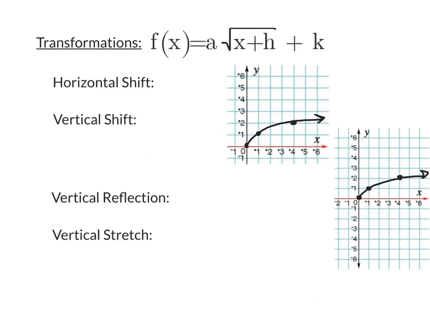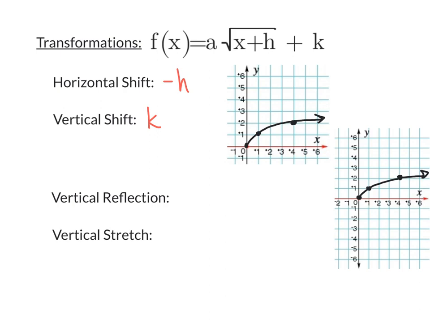The transformations that we see in the square root function are very much the same as the ones that we saw when we were dealing with parabolas and absolute values. The horizontal shift, if we're dealing with f of x equals a, some constant, times the square root of x plus h, plus k outside of the square root, the horizontal shift is going to come from that h, and we do the opposite of whatever that h says. The vertical shift is going to come from the k, that number that's being added outside of the square root.